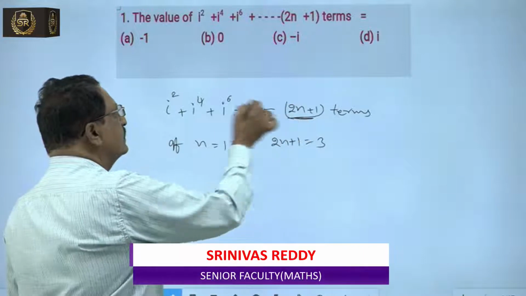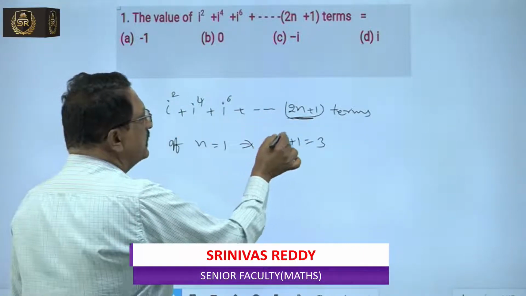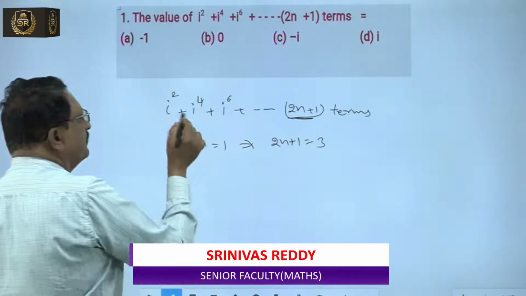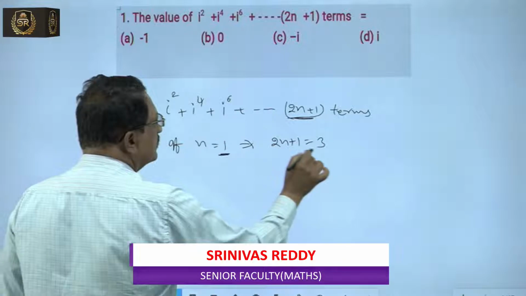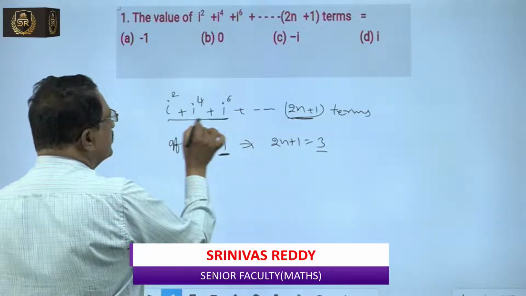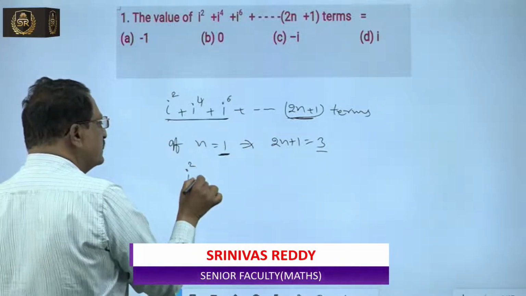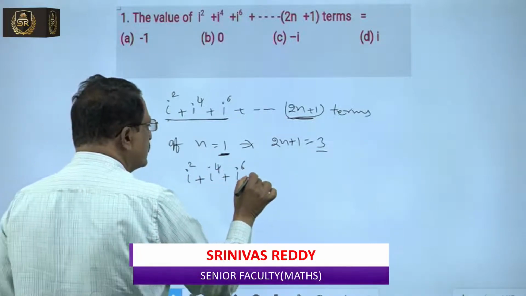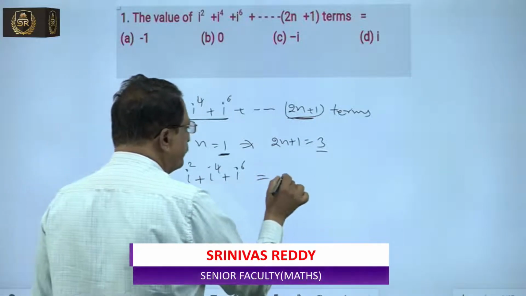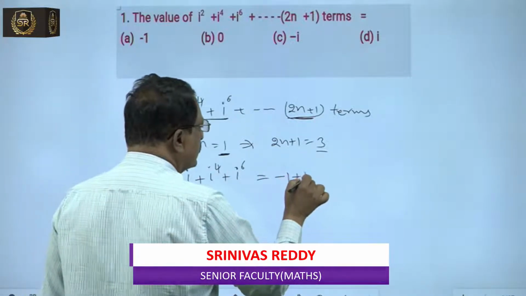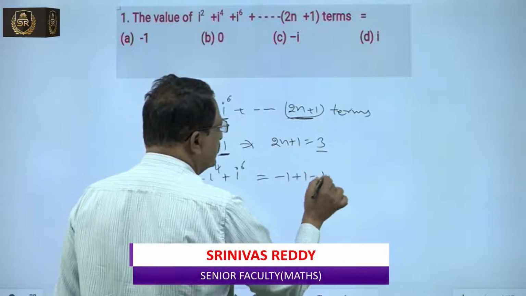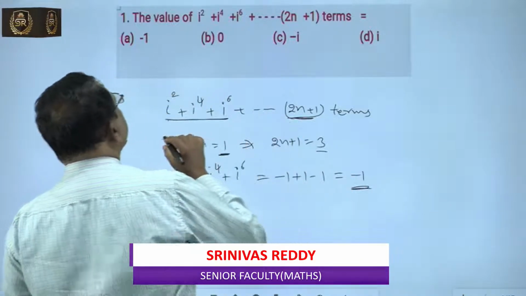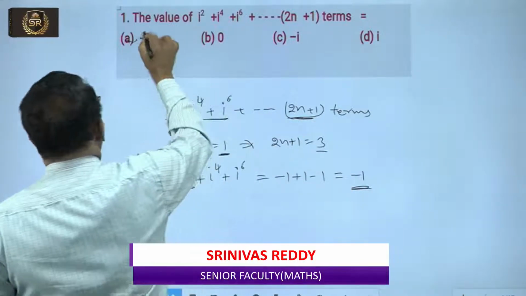If n equals 0, we get 1 term; n equals 1, we get 3 terms; n equals 2, 5 terms; n equals 3, we get 7 terms, and so on. Now take n equals 1, the number of terms is 3. Those first 3 terms are i square plus i to the power of 4 plus i to the power of 6. But i square equals minus 1, i to the power of 4 equals 1, i to the power of 6 equals minus 1. Now that equals minus 1. The answer is minus 1. Now, first option.